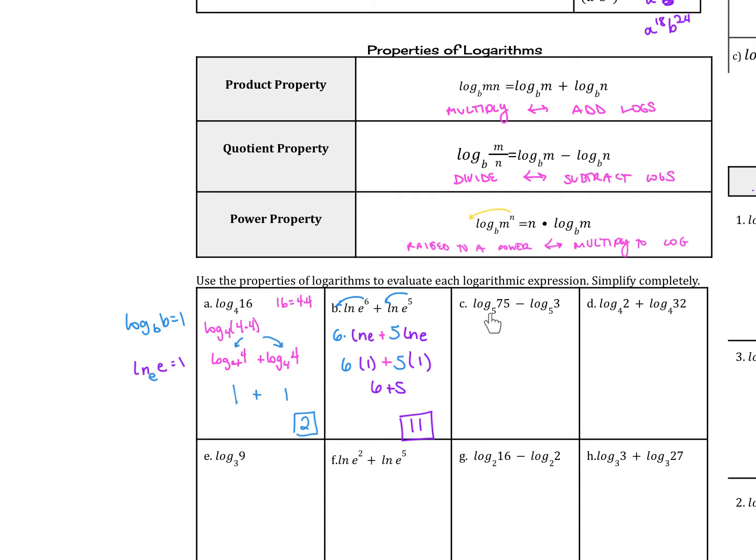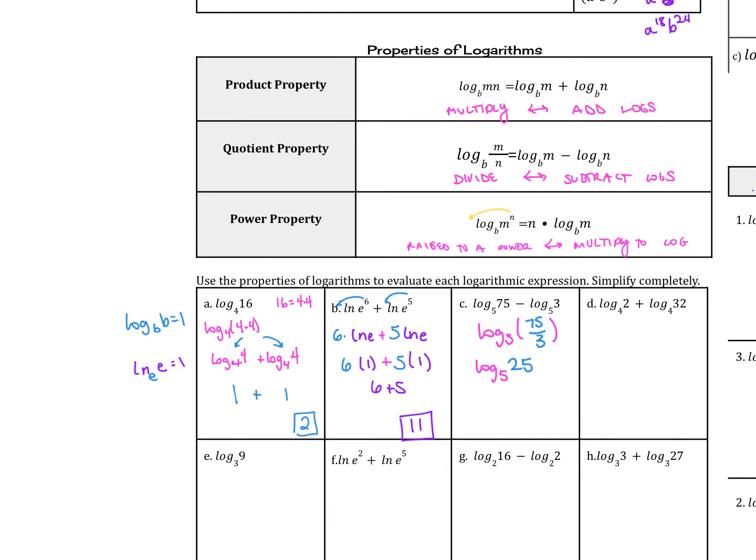So we're going to condense this because there isn't anything more that I could really do with this one. So let's go ahead and condense by dividing the 75 and 3. So log base 5 of 75 divided by 3. And now that's condensed. Now we could simplify a little bit more. We have 75 over 3, and 75 over 3 is just 25.